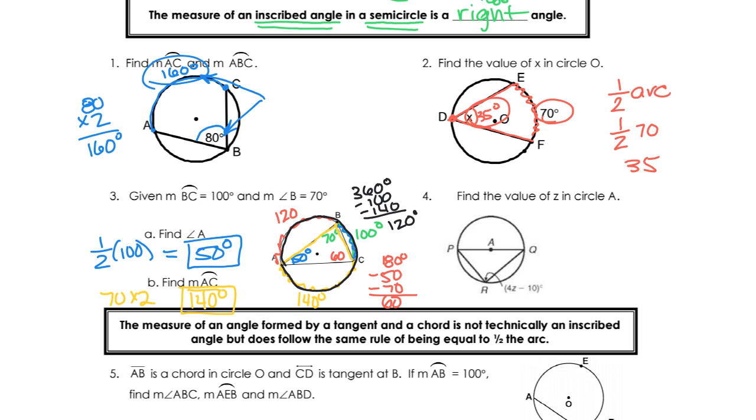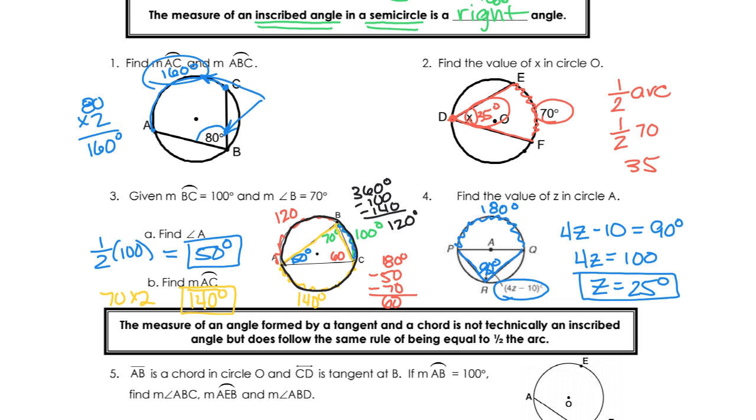Number 4, it says find the value of Z in circle A. So we can see here that Z is in this expression that we have for this inscribed angle at R. And notice if we follow out the sides of that inscribed angle, this arc, which is half the circle or 180 degrees, belongs to it. And so we can see that this angle here would be half of it, half the arc is 90. Now we can take 4Z minus 10 and put it equal to 90 degrees so that we can solve for Z. We'll add 10 and we get 100 and divide by 4 and we can find that Z equals 25 degrees.